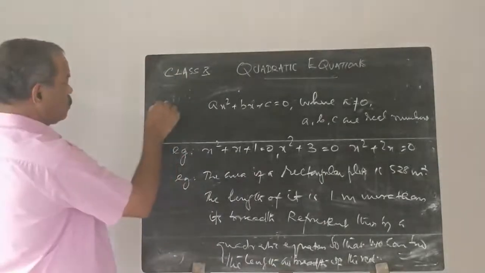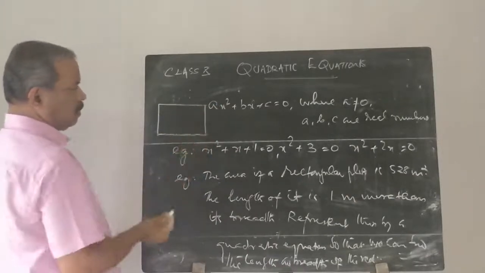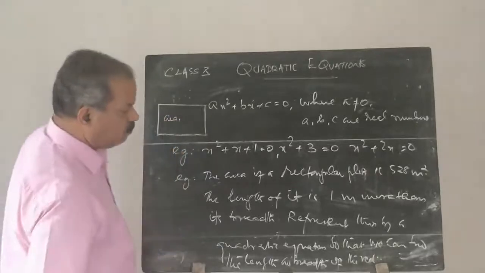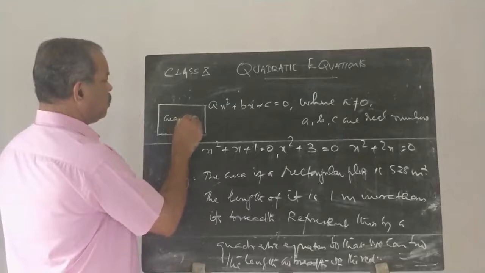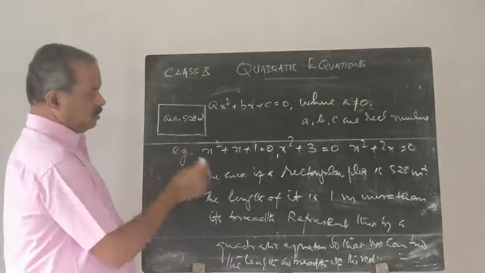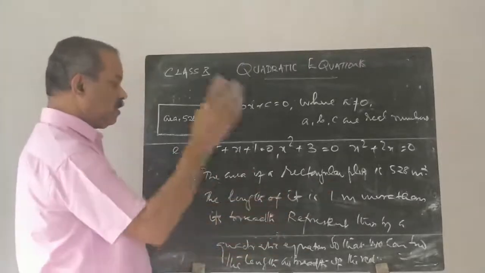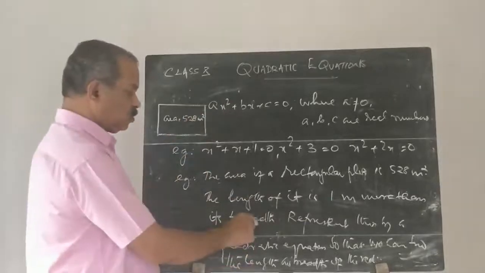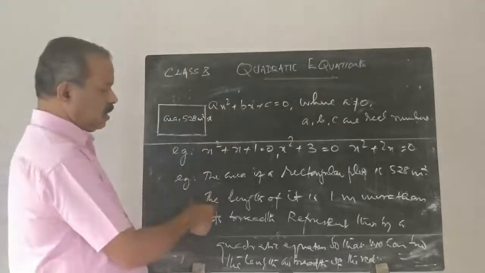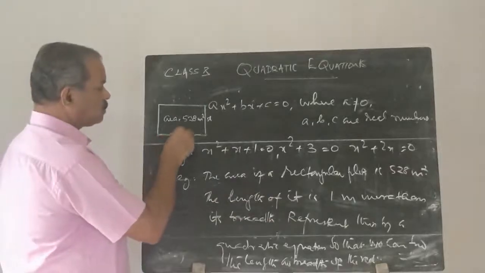The area is given as 528 square meters. The second condition is the length of it is 1 meter more than the breadth. So we can choose breadth as the unknown quantity, x. Then what is its length? Its length is 1 meter more than the breadth. That is x plus 1.